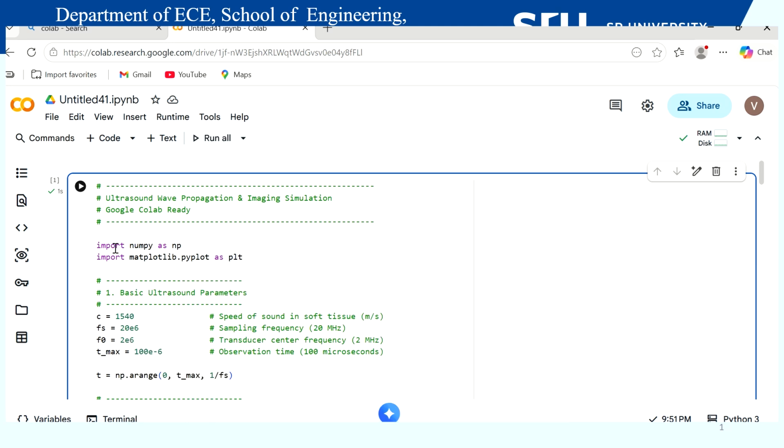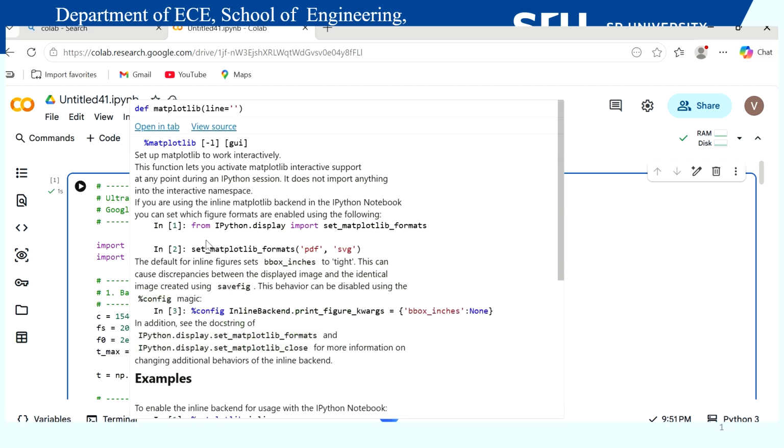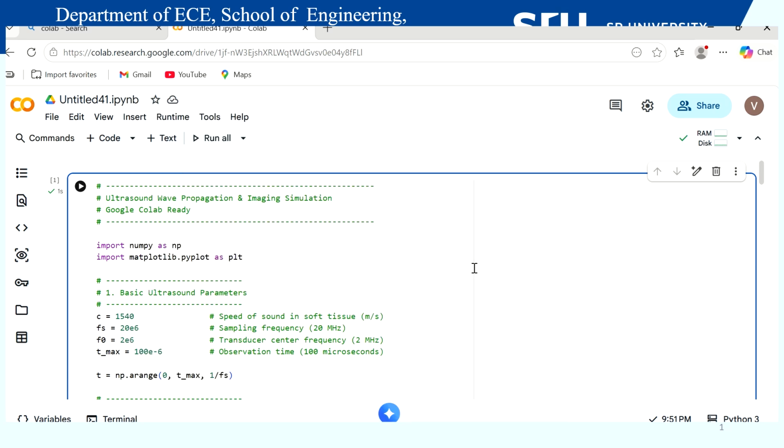First we have to import the libraries. NP is used for numerical calculation, that is arrays, time vector, and mathematical operations, and matplotlib is used to plot graphs and images. Graph means we can plot parameter versus parameter, and then histograms, box plots, bar charts, and so on.